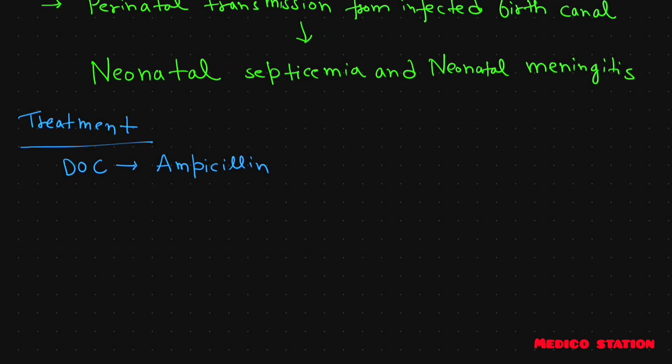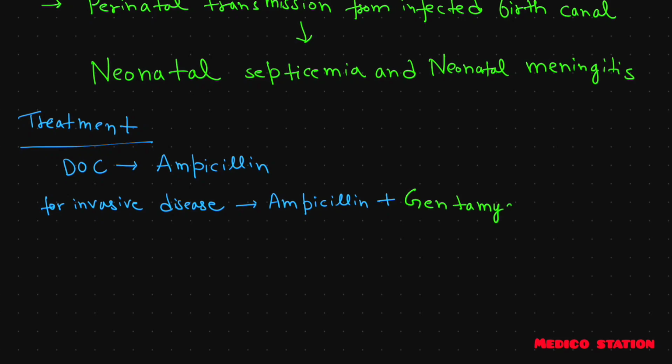The drug of choice for Listeria monocytogenes is ampicillin. For invasive disease, gentamicin is also included with ampicillin. If allergic to penicillin, cotrimoxazole.